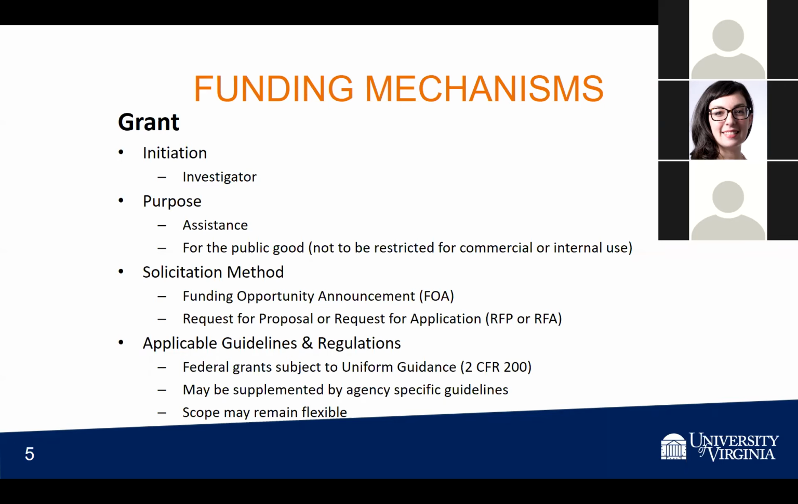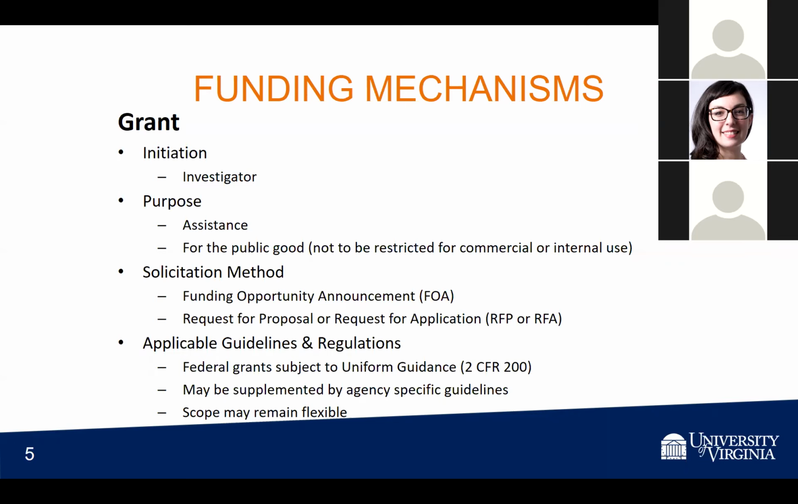Solicitation method, often these will be funding opportunity announcements, FOAs, requests for proposal or requests for application. We talked a little bit about some of those types of things last week. The applicable guidelines to a federal grant would be uniform guidance, 2 CFR 200. There could be agency-specific guidelines, like the NIH Grants Policy Statement, the PAPPG for NSF. DoD has some of their own terms and conditions that would be in play in addition to the uniform guidance.